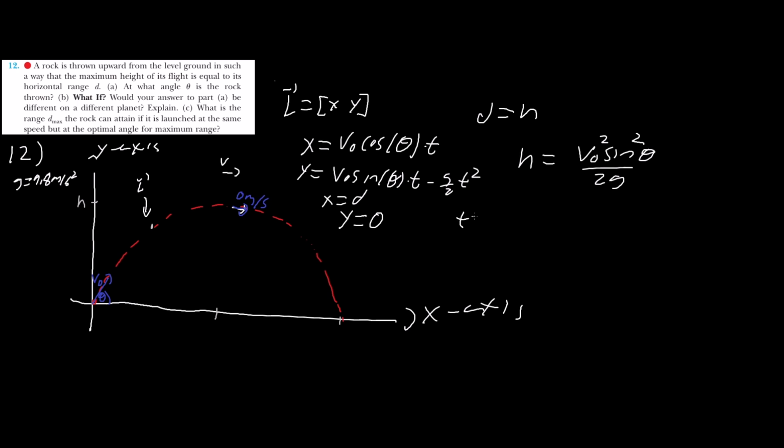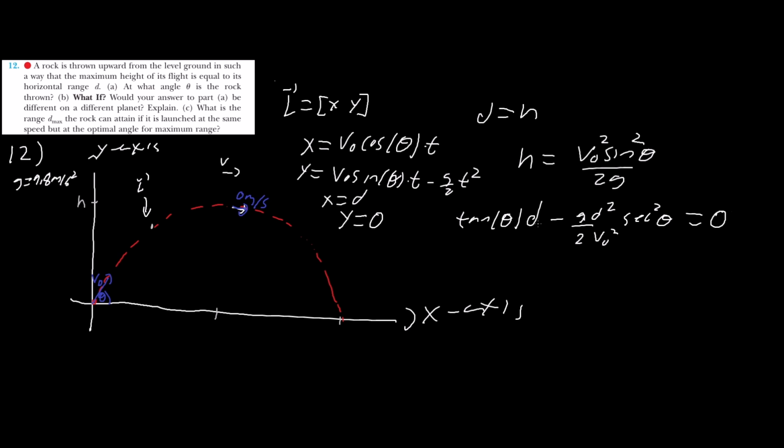So you're going to have tangent of theta times x minus g over 2 v naught squared, and that would be d squared, plus sec squared theta. There we go. And that's going to equal 0. All right, guys, so now you have your two other equations.